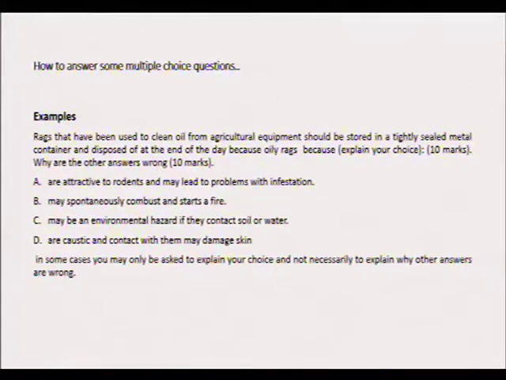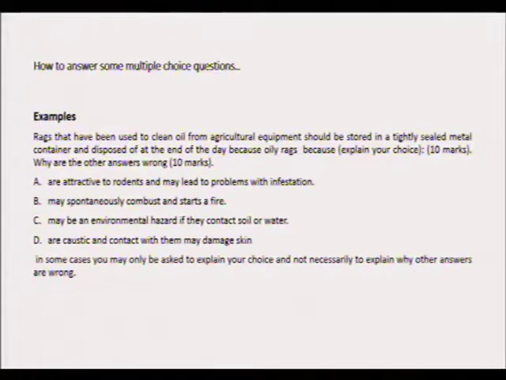Now the question asks that rags that have been used to clean oil from agricultural equipment should be stored in a tightly sealed metal container and disposed of at the end of the day, because oil rags, then you need to explain your choice. Remember, explaining your choice in this question is 10 marks. And then you also have to explain why the other answers are wrong. That is also another 10 marks. That means in total, this question has 20 marks. And you have 4 choices, from letter A to D.